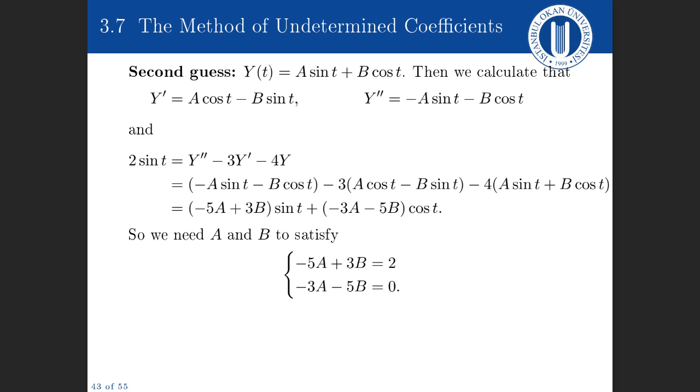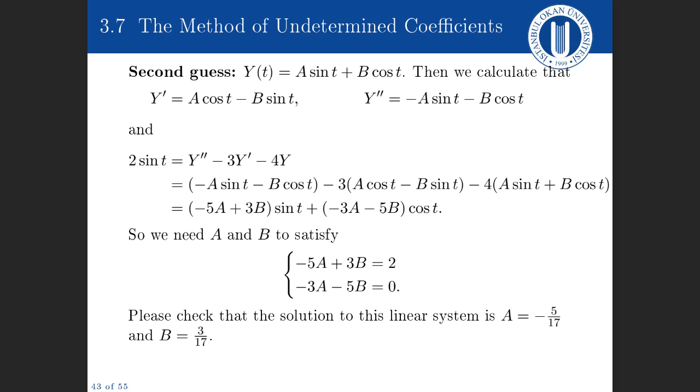So the sine terms must be the same. Minus 5a plus 3b must be the same as 2. And the cos terms must be the same. Minus 3a minus 5b must be equal to 0 cos t on the left. And this is a linear system which is consistent.